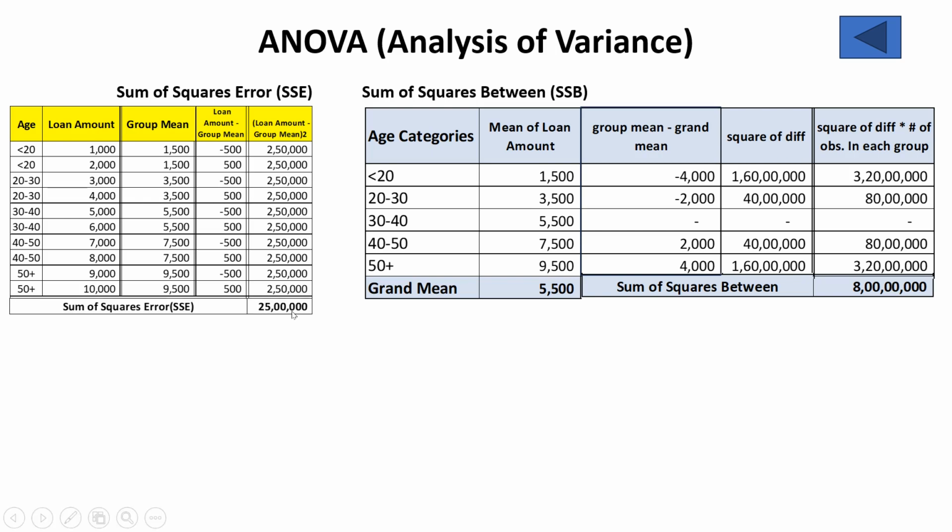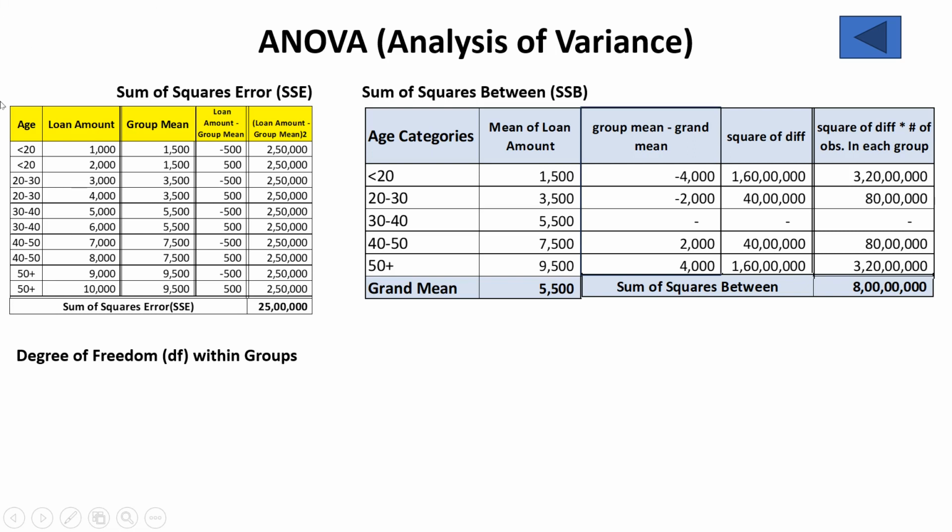We are done with the first stage, SSE and SSB. So SSB is nothing but the variance between the groups. SSE is nothing but the variance within the group. Just keep that in mind. In the next stage, we are going to find the degree of freedom. In chi-square also, if you remember, we had calculated degree of freedom, and here also we are going to do that. So first we will find degree of freedom within groups.